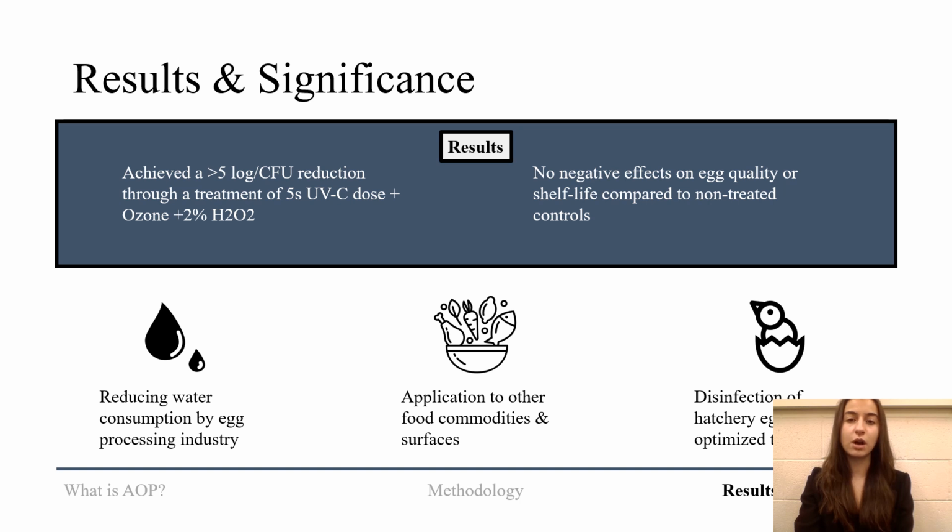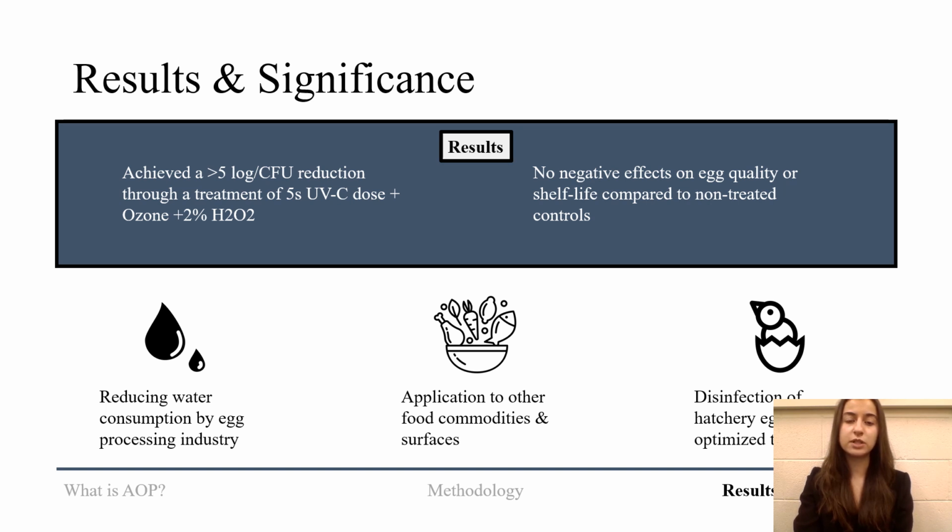Furthermore, the treatment did not demonstrate any negative effects on the quality or shelf life of the eggs over the 35-day period. Advanced oxidation process holds great significance as a novel technology in Ontario's food industry. By applying AOP in the egg processing industry, water consumption can be greatly reduced as the technology does not utilize any water. This technology can be further applied in the industry to disinfect other food commodities and surfaces.